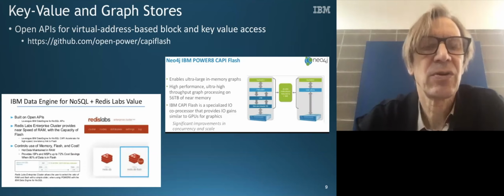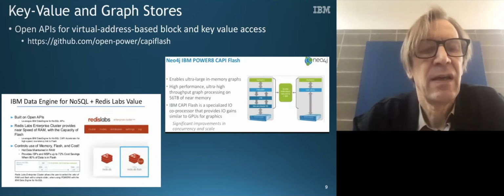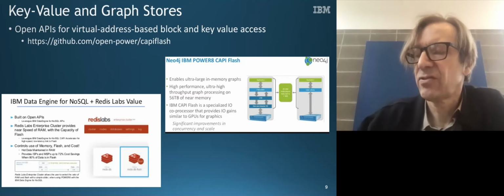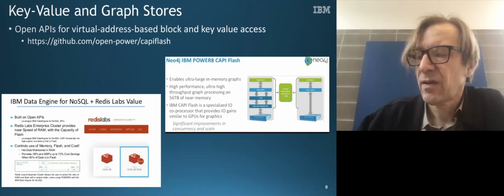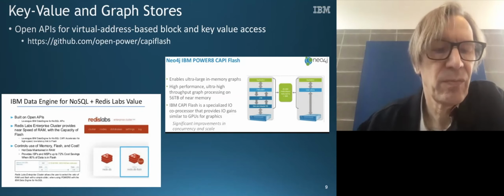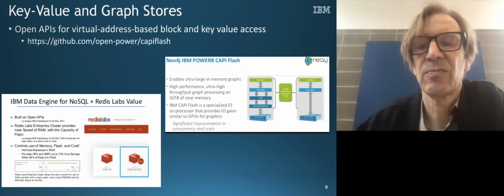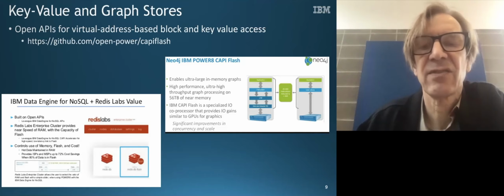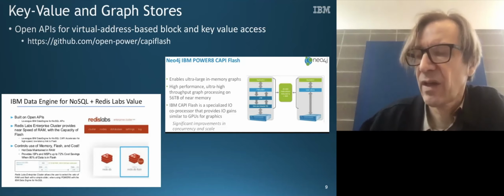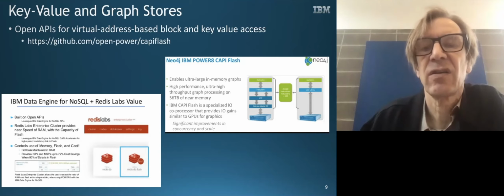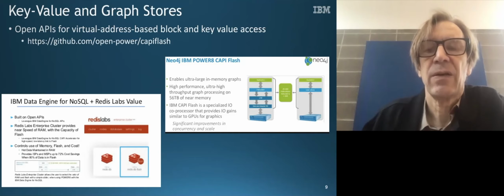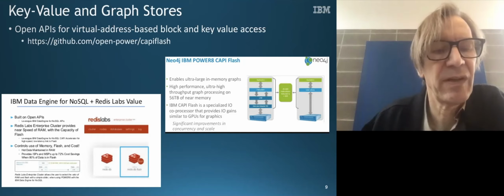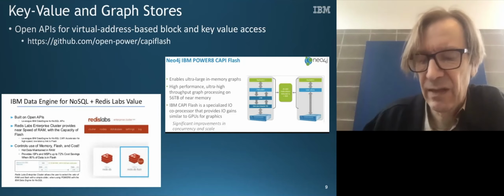And we actually worked with some ISVs, so Redis Labs and Neo4j in particular, were able to leverage this capability and access the flash or storage in a way that is much more in line with what you would think of as memory access. And therefore, allowing very large key value or graph store, much larger than you would have been able to do with conventional DRAM, and at reasonable performance.